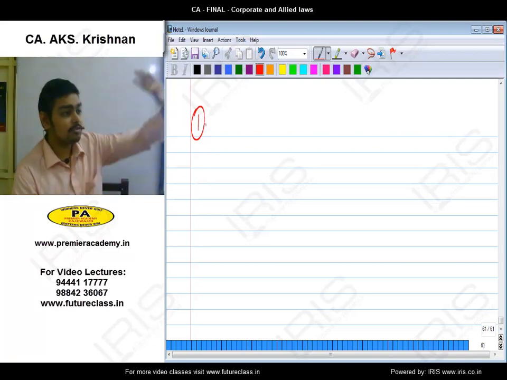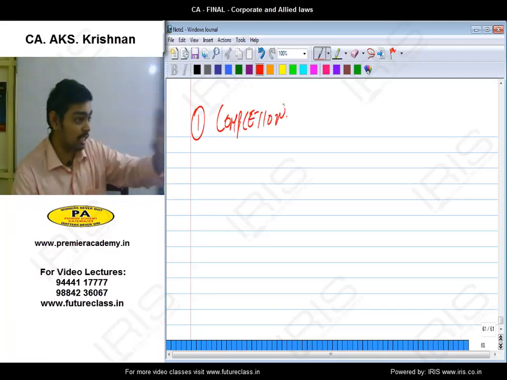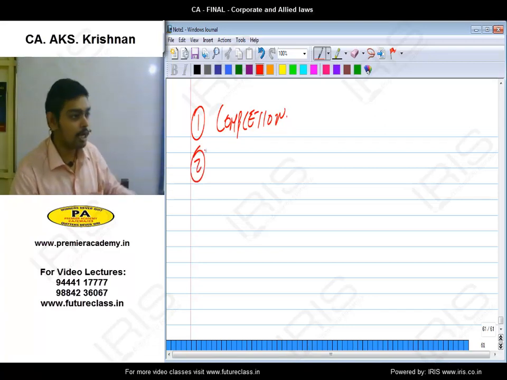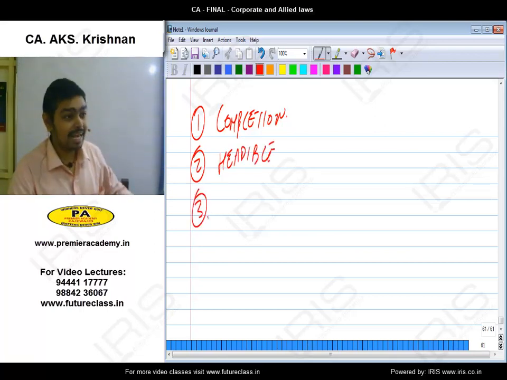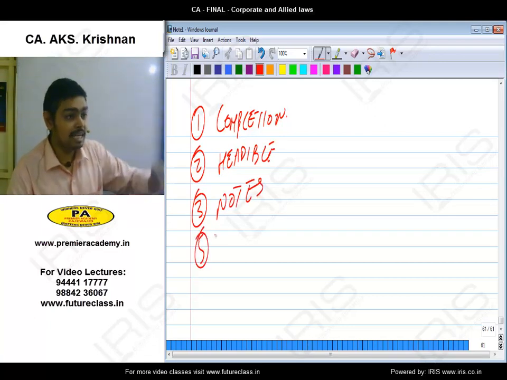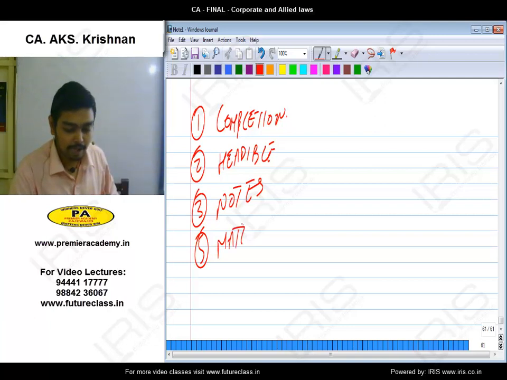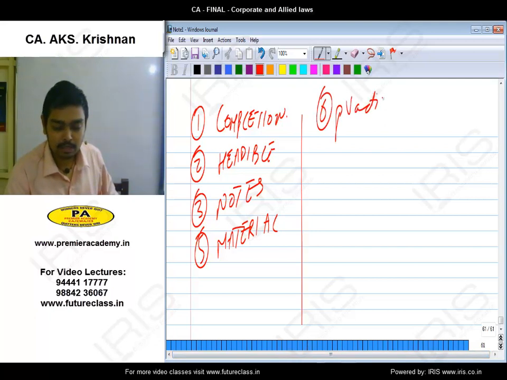First, this is for Companies Act 2013. Okay, heading is Review on Companies Act 2013. Point 1: completion of syllabus, whether I covered all the Companies Act 2013 applicable for you. Point 2: whether I am audible. Whether I have given proper notes. Whether I have given proper material, which is complete. Material. Whether I have given sufficient practical examples.